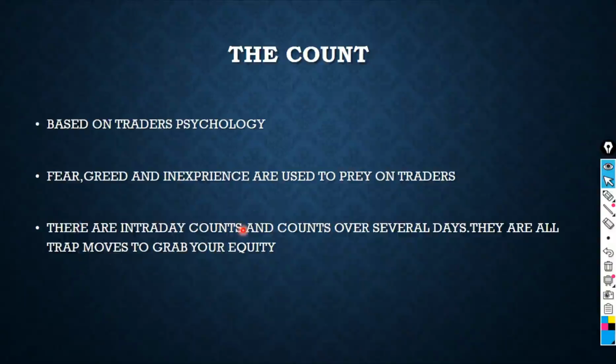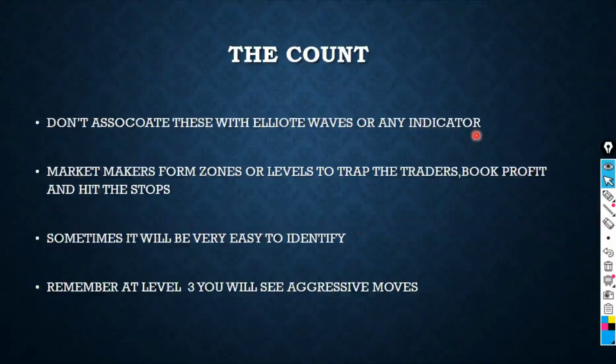There are intraday counts, which are counts on the daily cycle, and counts over several days, which are counts over the 3-day cycle, counts over the 3-week cycle. Okay, they are all trap moves to grab your equity. Do not associate these counts with Elliott waves or any other indicators. These are just levels and zones. So market makers will create some zones from a peak. Market makers form zones or levels to trap traders to book profit and hit their stops.